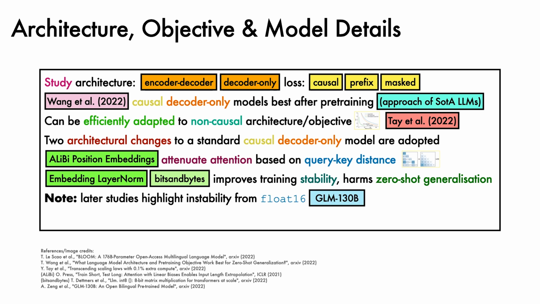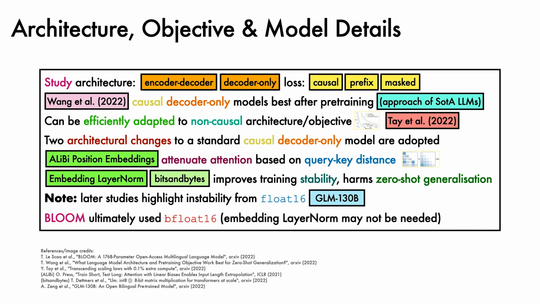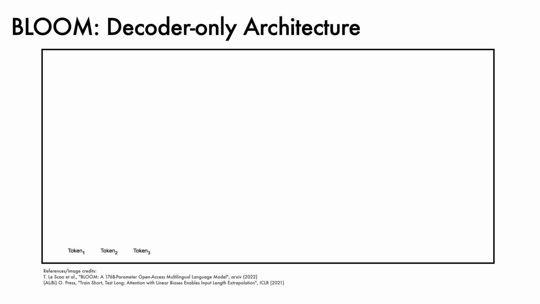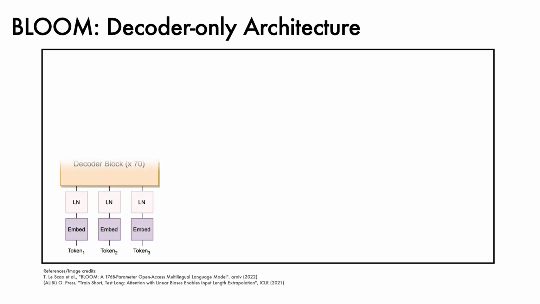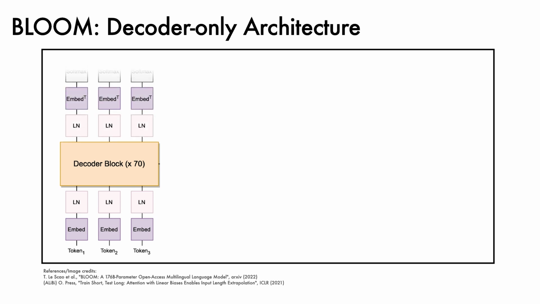One note here, later work such as GLM-130B highlighted the role of float16 in causing loss spikes. Since Bloom ultimately used bfloat16 for training, which has a higher dynamic range, it's possible that the embedding layer norm may not have been needed. Putting this all together, token sequences are embedded and passed through a layer norm. Then, they are fed into 70 decoder blocks, another layer norm, multiplied back through the embeddings and passed to a softmax.